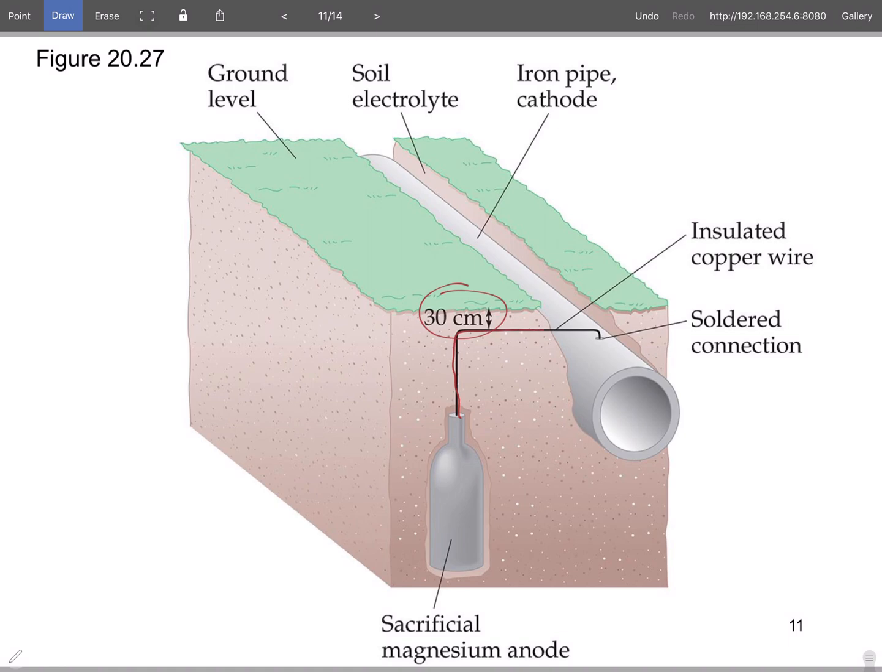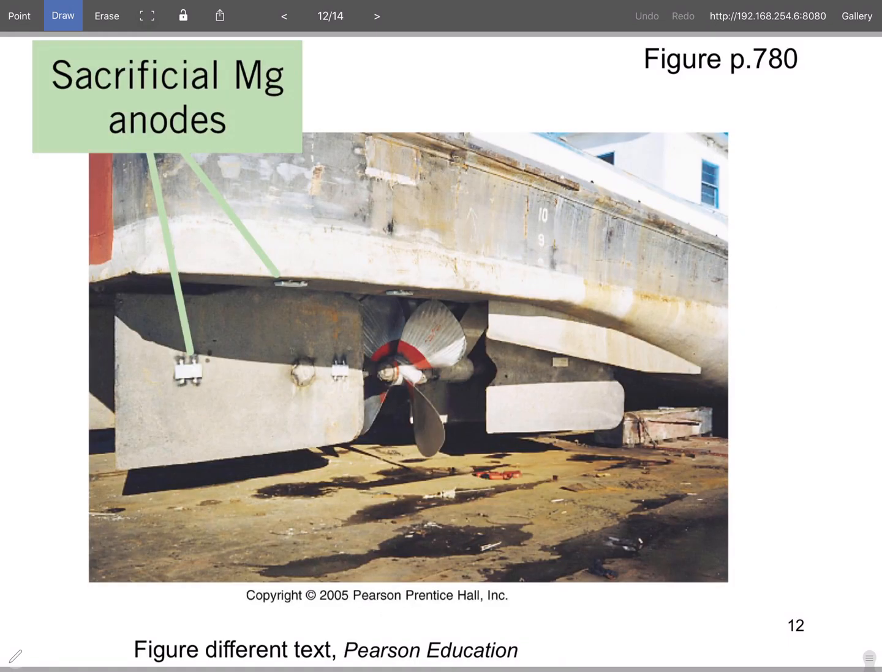And the problem is they have to check the wire, because even if they don't run out of sacrificial anode, if you end up with a break in the wire, then that stops the cathodic protection. It stops the sacrificial anode. So that's what you'll see for pipes.